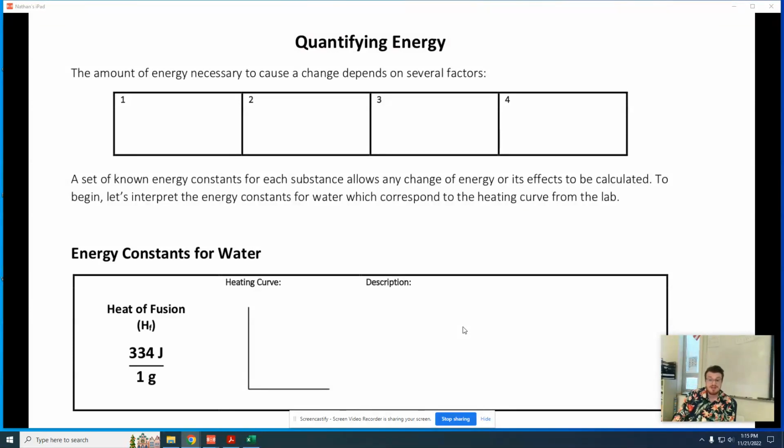So the first thing, if you think back to the beginning of the unit, we looked at melting ice on two different plates. And we determined that those two different plates were different substances, and that those two different substances caused the ice to melt at different rates. So one of the first things that's going to matter when we're thinking about energy is the substance that we are discussing.